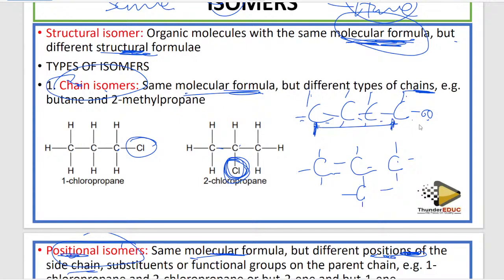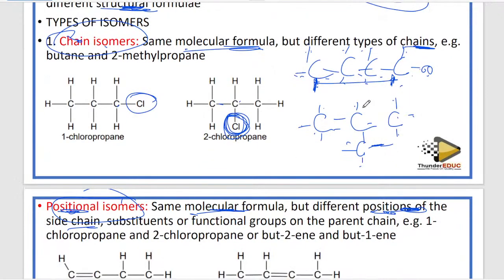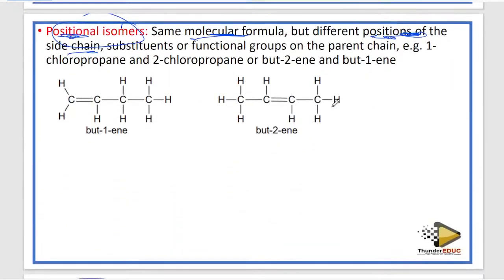Let me count again. 1, 2, 3, 4, 5, 6, 7, 8, 9, 10. What about here? 1, 2, 3, 4, 5, 6, 7, 8, 9, 10. It's 10. You see? It's the same thing. So we call them structure isomers. The way this main chain is branched and arranged makes it different. We shall look at the isomers more in detail.